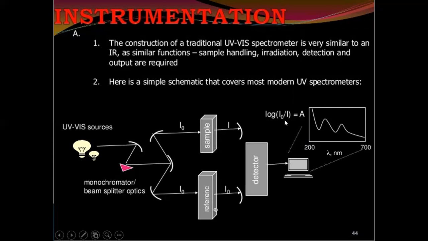After the incident radiation is absorbed, you get the transmitted light. One beam comes from the reference, the other comes from the sample. The ratio of these two is taken as the log of I0 by I, and this gives the absorbance with respect to the sample and the reference. And this is the instrumentation of the UV visible spectrum.